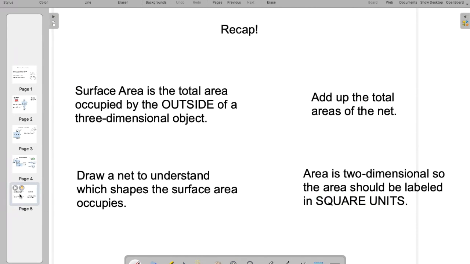So to finish the video, a couple small things to remember. Surface area is the total area occupied by the outside of a three-dimensional object. Volume is the inside. You should draw a net to understand which shapes the surface area occupies. So are you dealing with circles, rectangles, triangles, and so forth. Add up the total areas of the net. So find the areas of each piece, add them up, and remember that area is two-dimensional, so it should be labeled in square units, square centimeters, square feet, square inches.